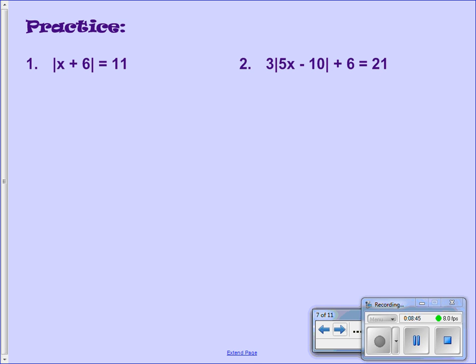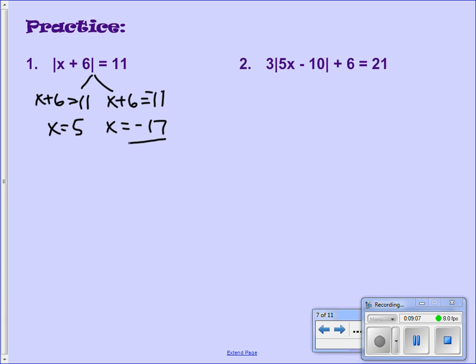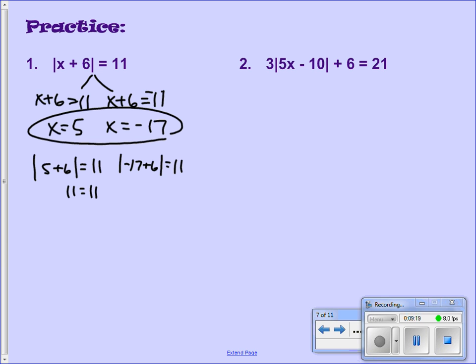So if you're looking at your checkpoints, this absolute value expression is by itself on number 1, and it equals a positive answer. So x plus 6 inside there either equals positive 6, or I'm sorry, positive 11, or x plus 6 equals negative 11. That means x either equals 5 or x equals negative 17. One of those two, or both of those two. So 5 plus 6, and the absolute value of that does equal 11. Negative 17 plus 6, and the absolute value of that would still be 11 because the absolute value of negative 11 is positive 11.